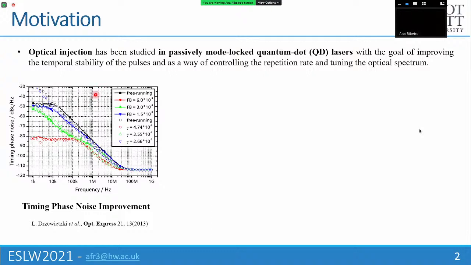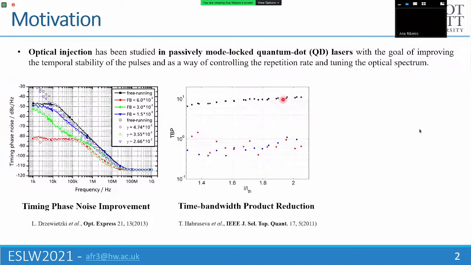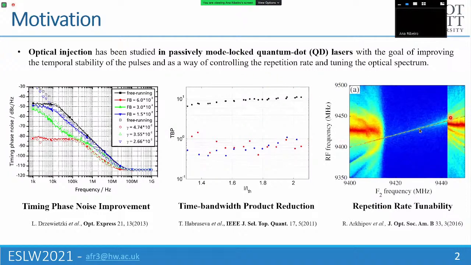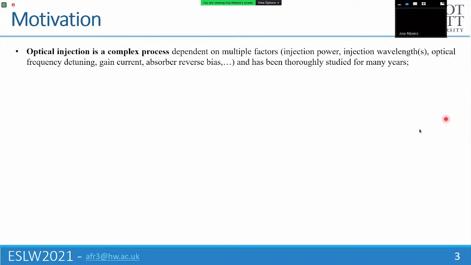A few other benefits are also a great reduction in the time bandwidth product, as you see here, from the spectral narrowing that occurs with optical injection, and also the possibility to tune the repetition rate of the pulses in case of a dual tone optical injection. But optical injection is quite a complex process, which not only depends on multiple factors such as the injection characteristics, the injection power, and the injection wavelength, but also on the bias conditions of the injected laser.